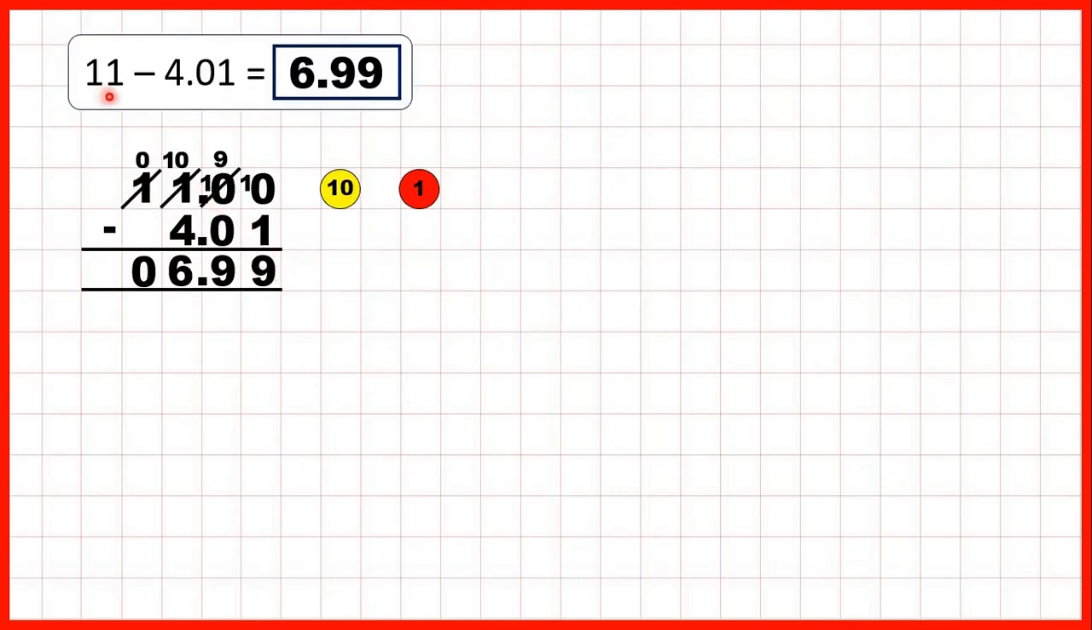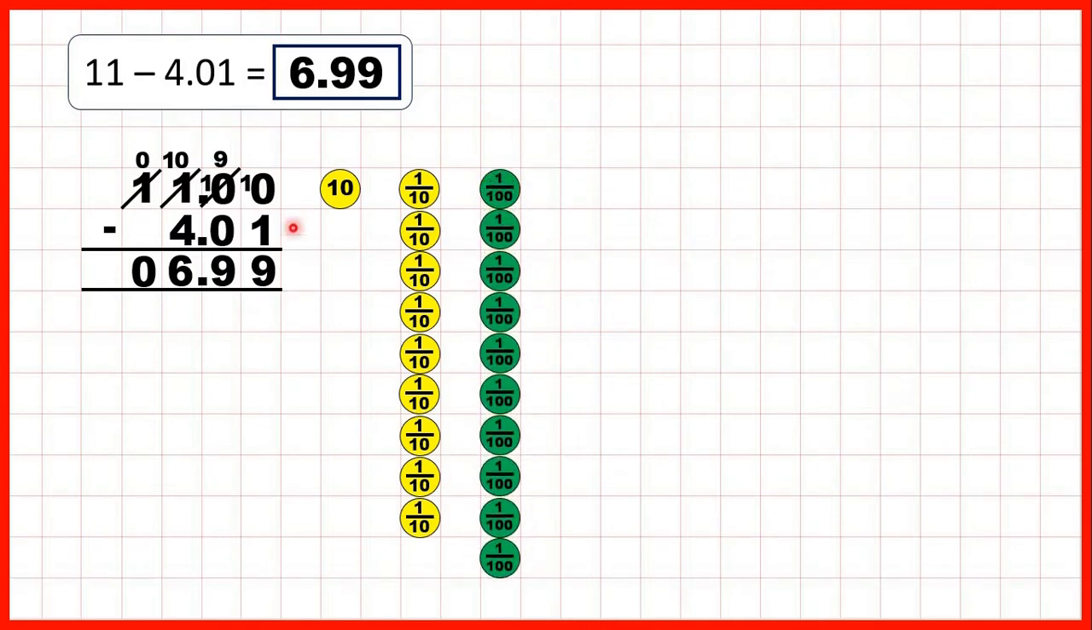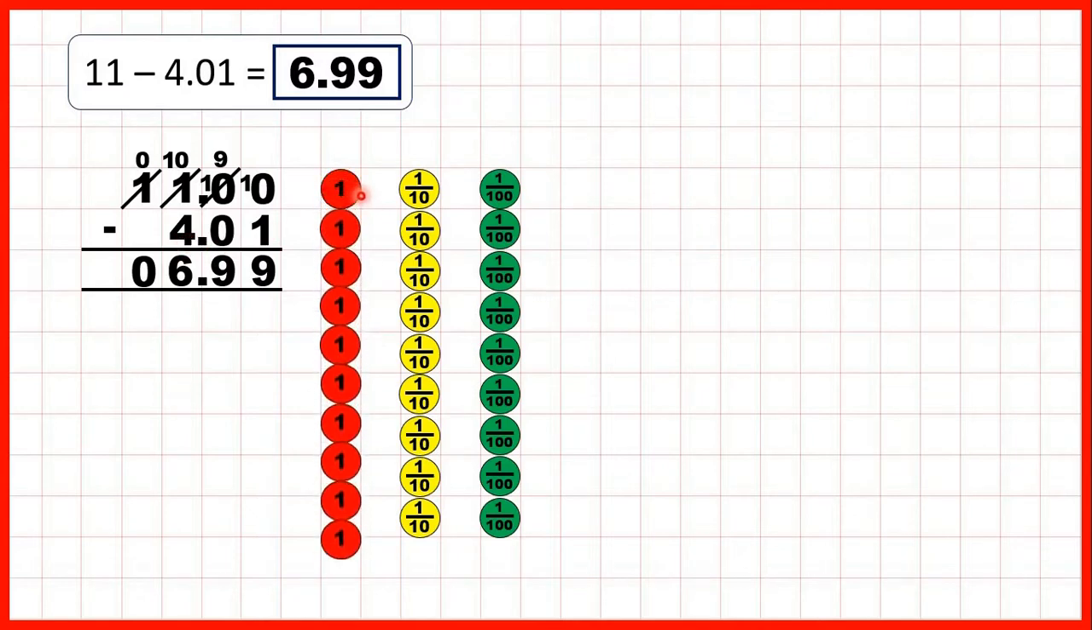Finally, we had 11, so a 10 and a 1, and we needed to subtract 4.01. Again, we exchanged our 1 for 10 tenths, then took one of our tenths and exchanged that for 10 hundredths. We subtracted 1 hundredth. Then we didn't need to subtract any tenths, but to subtract 4 ones, we first had to exchange with our 10. Taking away 4 ones gave us 6 ones, 9 tenths, and 9 hundredths, so 6.99.